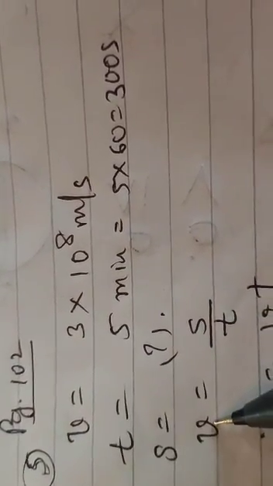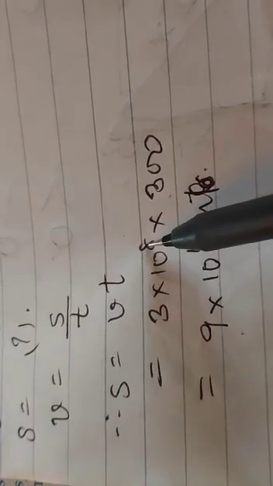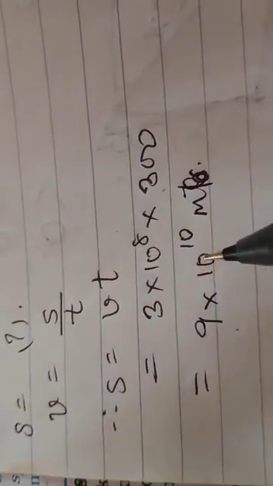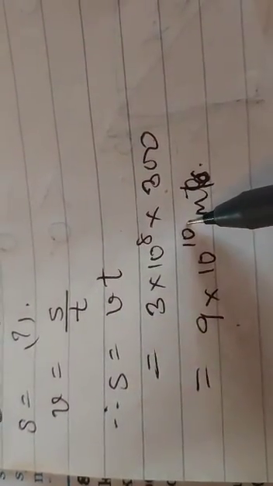The formula is speed is distance upon time. So distance will be speed into time, I told you. So you multiply speed into time. 3 into 10 raised to 8 is multiplied by 300. 3 threes are 9. Now this 100 part means 10 square. 10 square and 10 raised to 8, remember the rational indices from primary classes? If you multiply 10 raised to 8 and 10 raised to 2, it will become 10 raised to 10. The powers are added up.